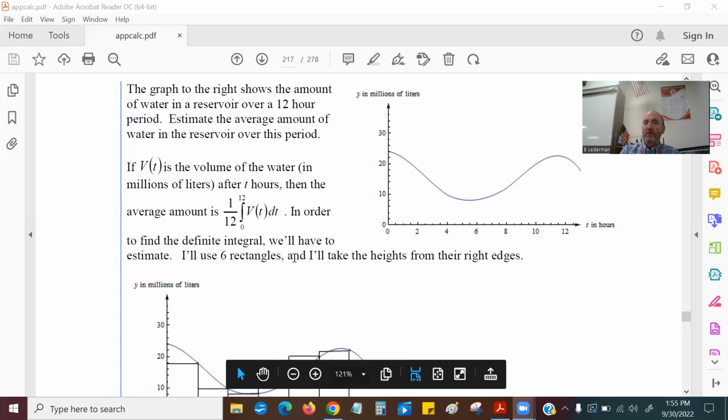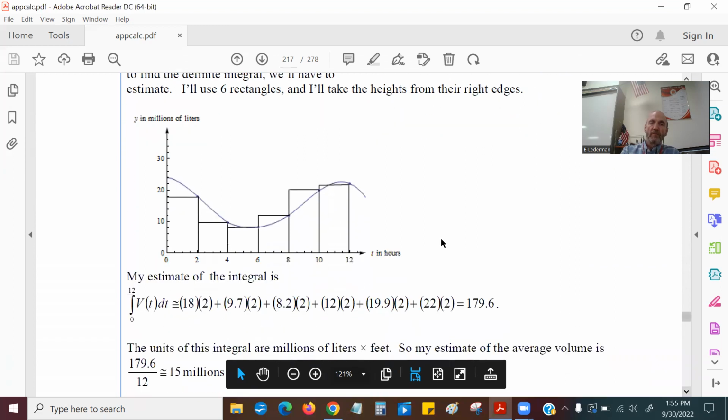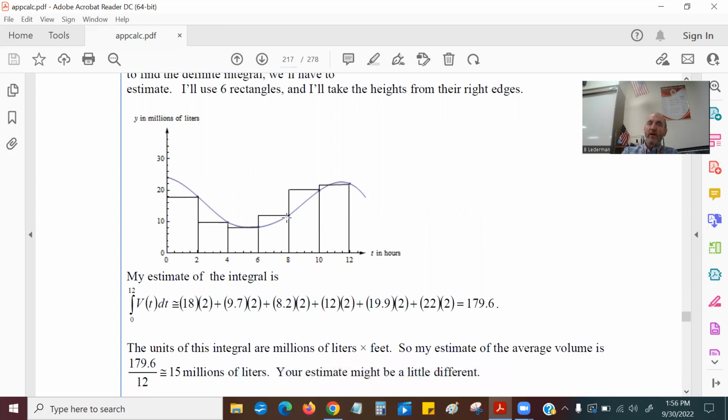6 goes into 12. It's all nice and serendipitous. And we're going to take the height based on the right edges. Here's our first rectangle. Here's our second rectangle, our third rectangle, our fourth rectangle. Notice that the upper right corner of each rectangle is what touches the curve. So here's our fifth rectangle, and here's our sixth rectangle. Again, the upper right is what always touches the curve.